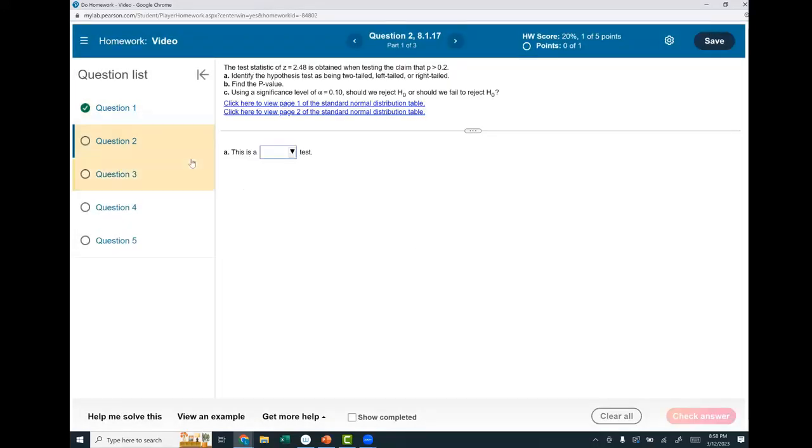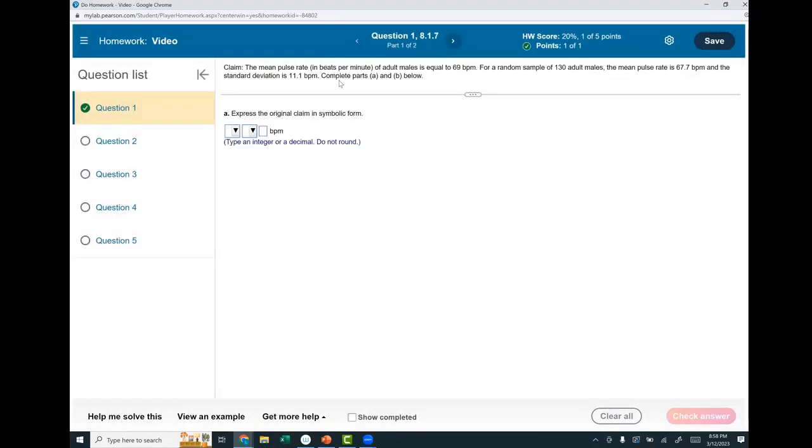So basically, how you want to work through these problems is find the claim. If it's equal, then the alternate is not equal. But if the claim is that it's less than, the null is still the equals, and the alternate is the less than. Hopefully that makes sense. So let's go to question number 2.